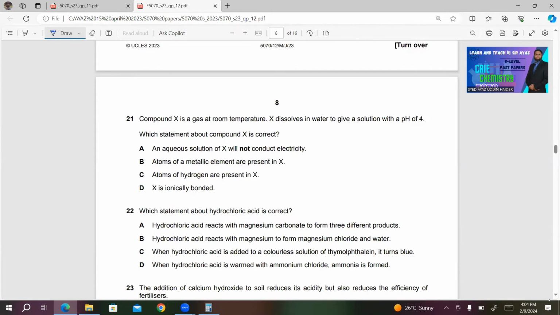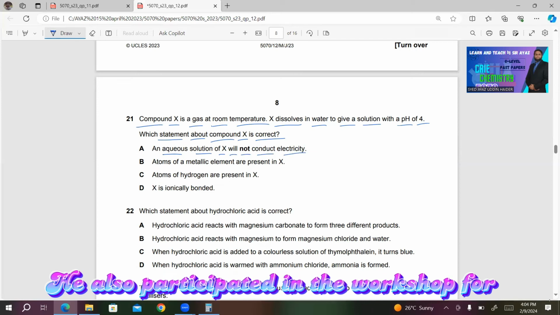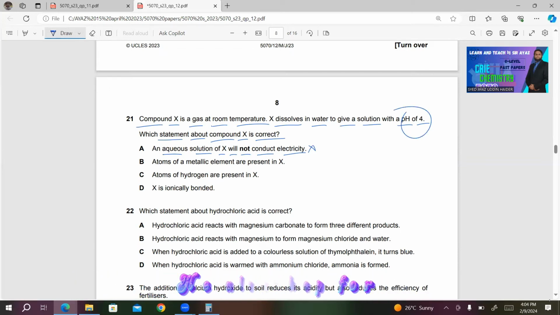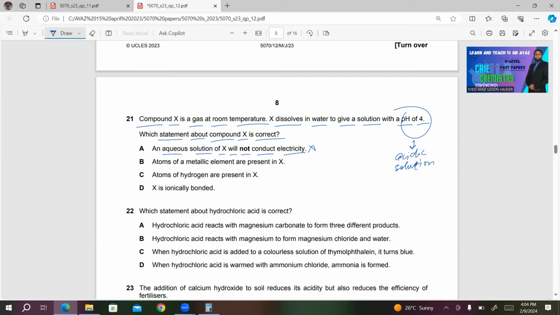Question number 21. Compound X is a gas at room temperature. X dissolves in water to give a solution with a pH of 4. Which statement about compound X is correct? A. An aqueous solution of X will not conduct electricity. This is wrong because it will definitely conduct electricity, because this pH tells that it's an acidic solution. Acidic solutions have free ions and it will definitely conduct electricity.